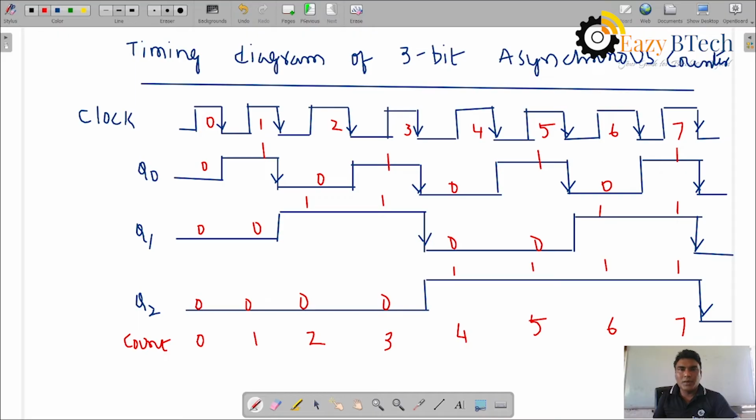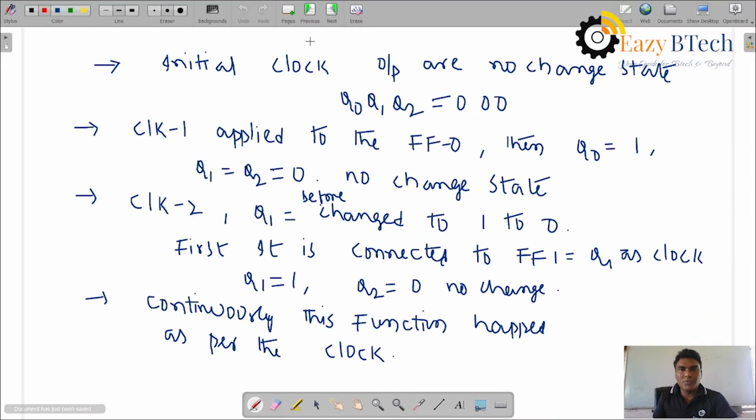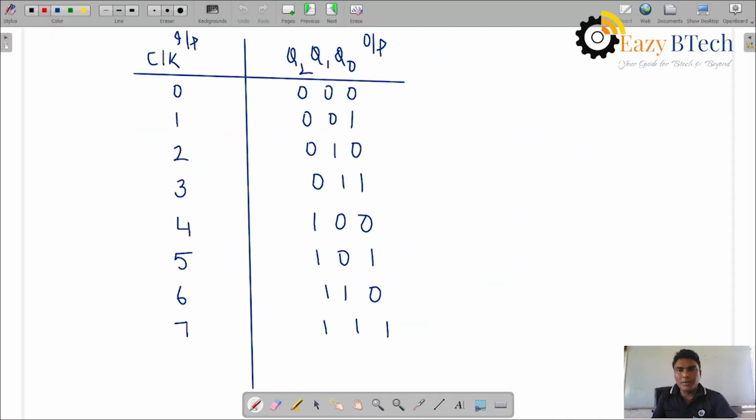For a 4-bit counter we can take one more flip flop. A 4-bit counter means the truth table will change. 4-bit means 4 flip flops are taken. Let me draw it here. It will be asked in examination, so you can do the same thing.